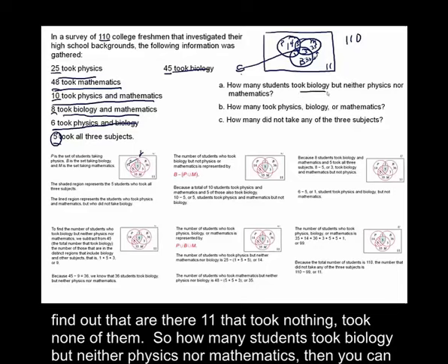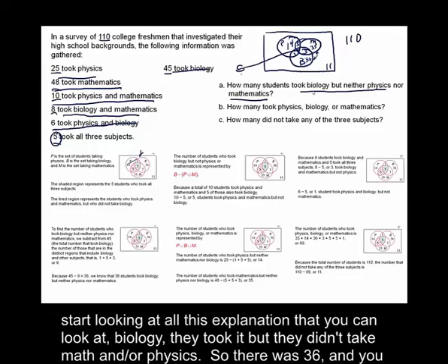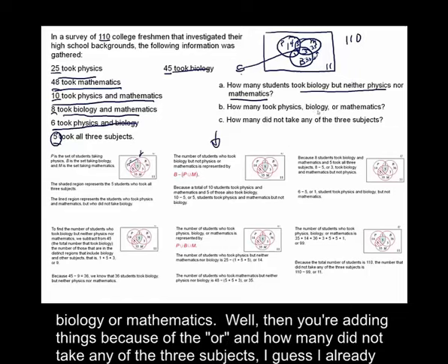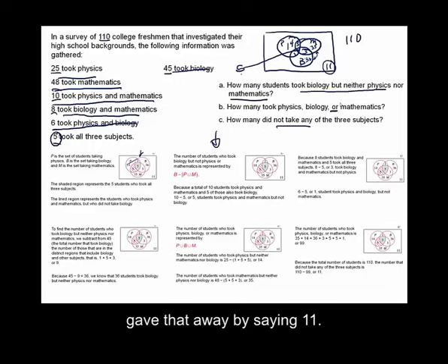So how many students took biology but neither physics nor mathematics? Then you can start looking at this explanation, but you can look at biology. They took it, but they didn't take math and or physics. So there was 36, and you can start looking at. Go ahead and read through all this stuff down here. But that's the way it's set up. And then you need to just find how many took physics, biology, or mathematics. Well, then you're adding things because of the or. And how many did not take any of the 3 subjects? Oh, I guess I already gave that away by saying 11.